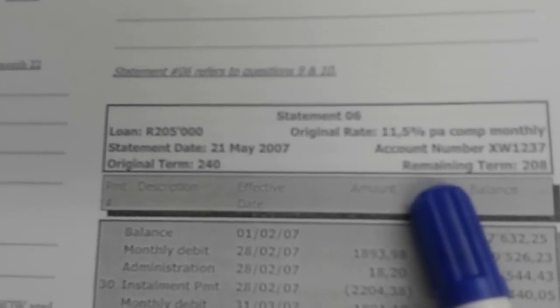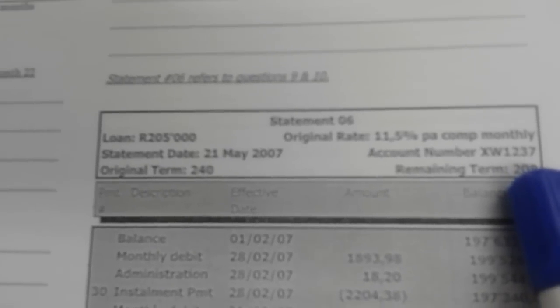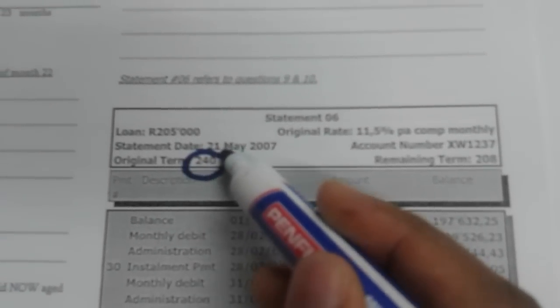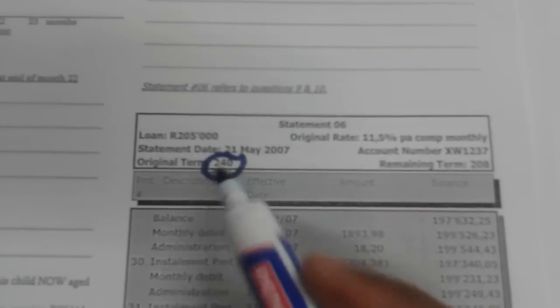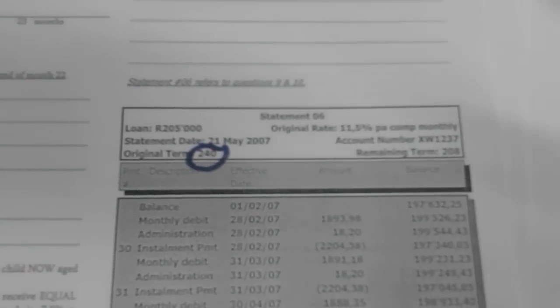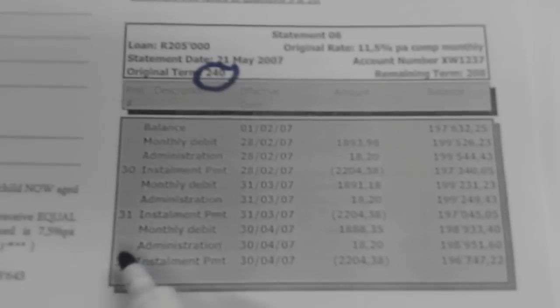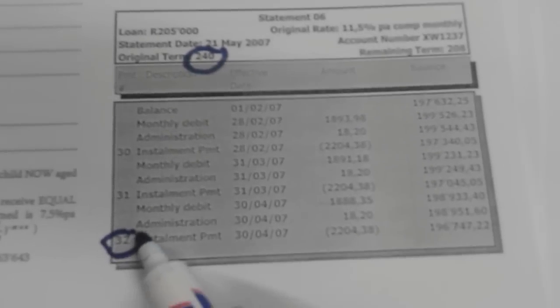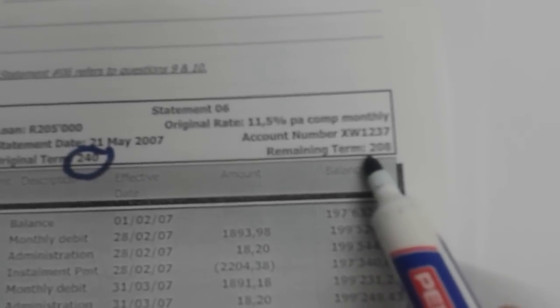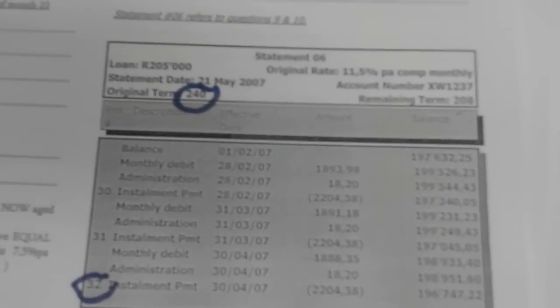The remaining term, now if you can see there, it's 208. Where did they get that? You see, the original term is 240. It means when the loan was taken, it was supposed to be paid over 20 years, monthly. 20 times 12 is 240. Perfect. But how many payments have we made so far? We've paid 32. So 240 minus 32 gives you 208 as your remaining term.